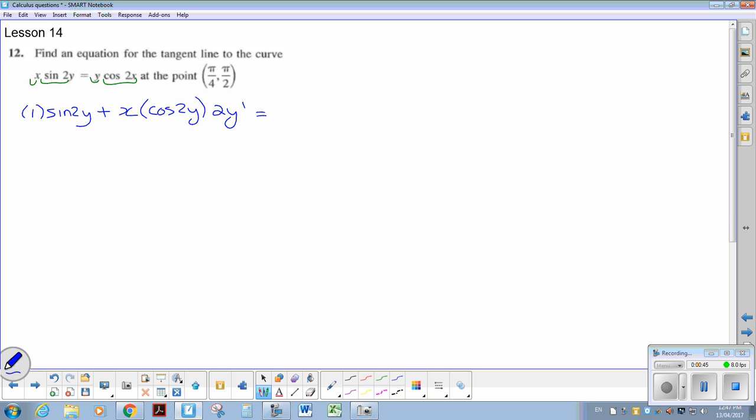Right side, derivative of the first, so y. Derivative of y is y prime. Leave the trig function alone, plus y. Take the derivative of the second function, so the derivative of cos is sine 2x, derivative of the angle.